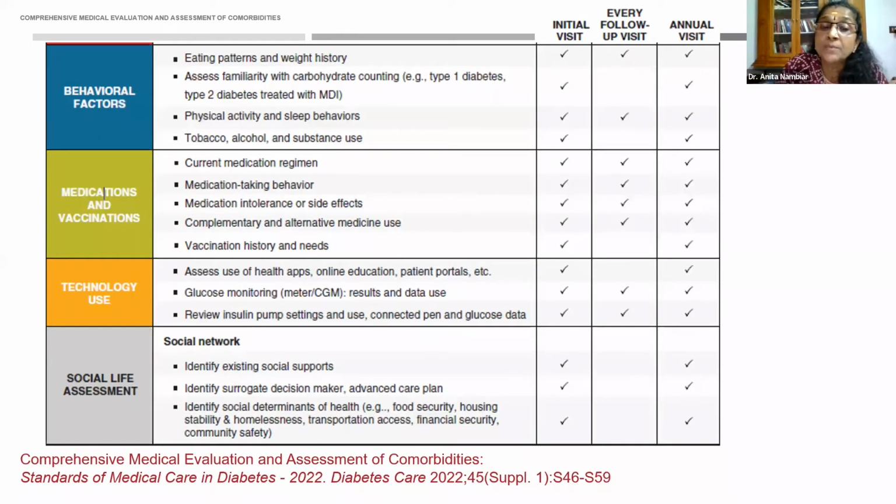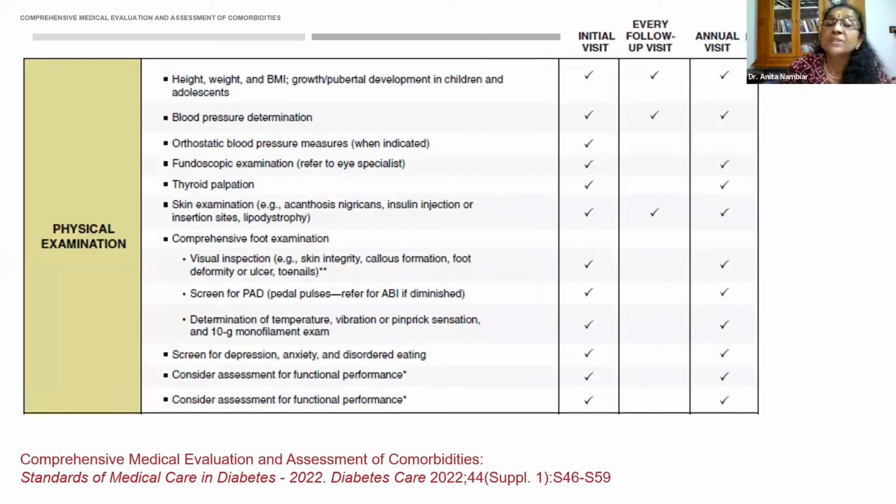Identify social determinants of health: food security, housing stability, homelessness, transportation access, financial security, community safety, etc. Now, physical examination, which is the backbone of the comprehensive diabetic assessment: height, weight, BMI, waist and hip circumference. Waist-hip ratio is important in children as well as adolescents. We have to check the blood pressure. If there is any history of, or drugs being taken which can cause, orthostatic change in blood pressure, it should be taken in sitting, standing, and lying down positions.